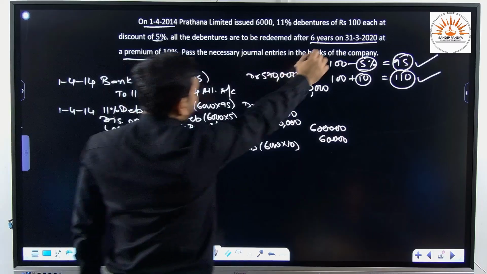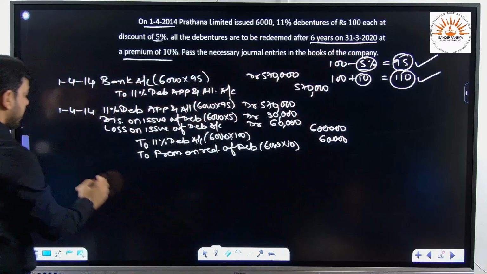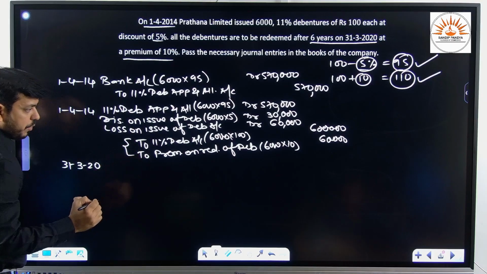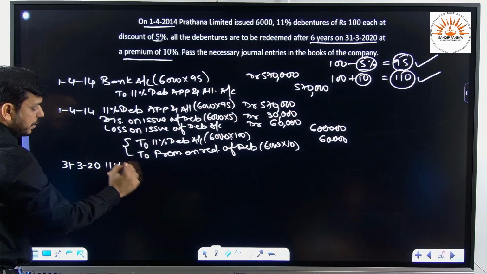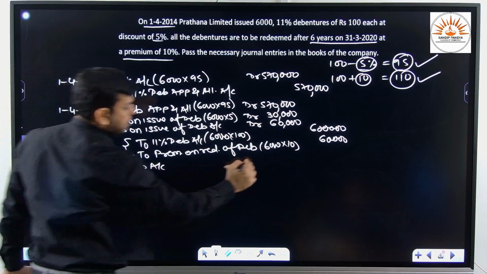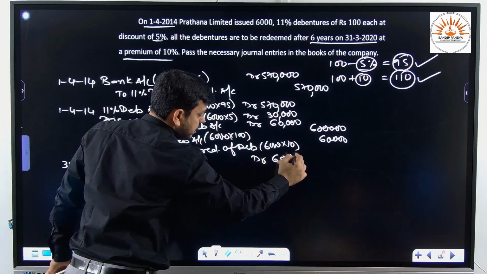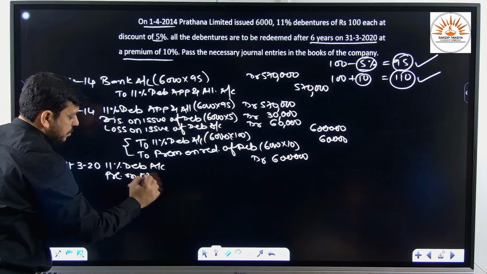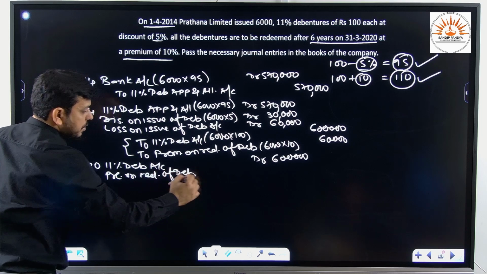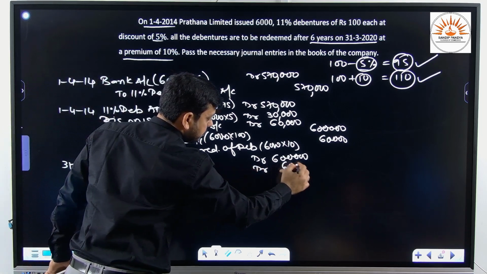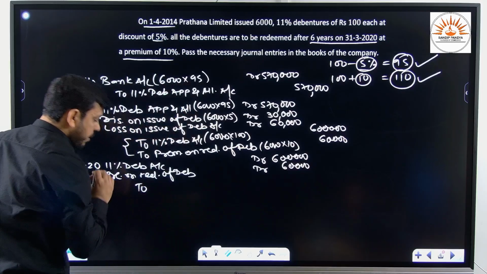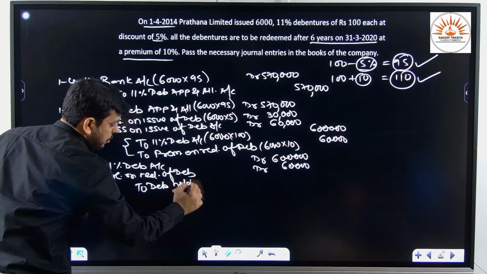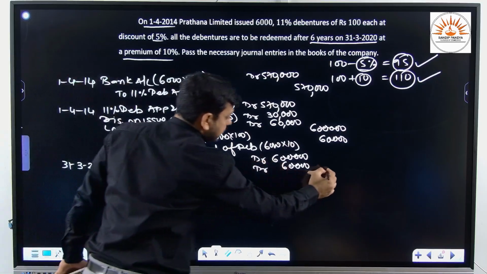On which date are we redeeming? After 6 years. So 31st March 2020. We shall write 31st March 2020. As we know, both accounts will be debited. That is 11% debenture account by 6 lakhs, and premium on redemption of debenture, that is rupees 60,000. To whom are we supposed to make a payment? Debenture holder. Hence we shall credit debenture holder account by 6,60,000.